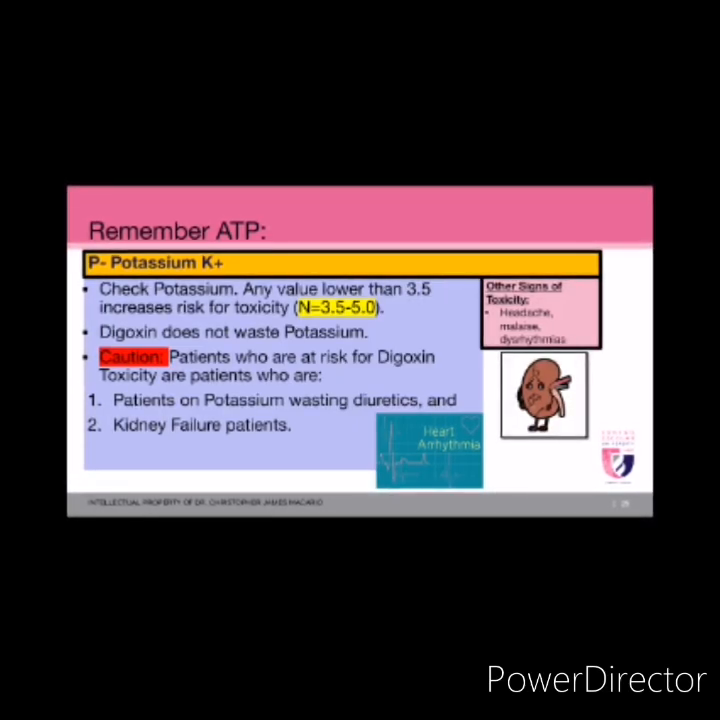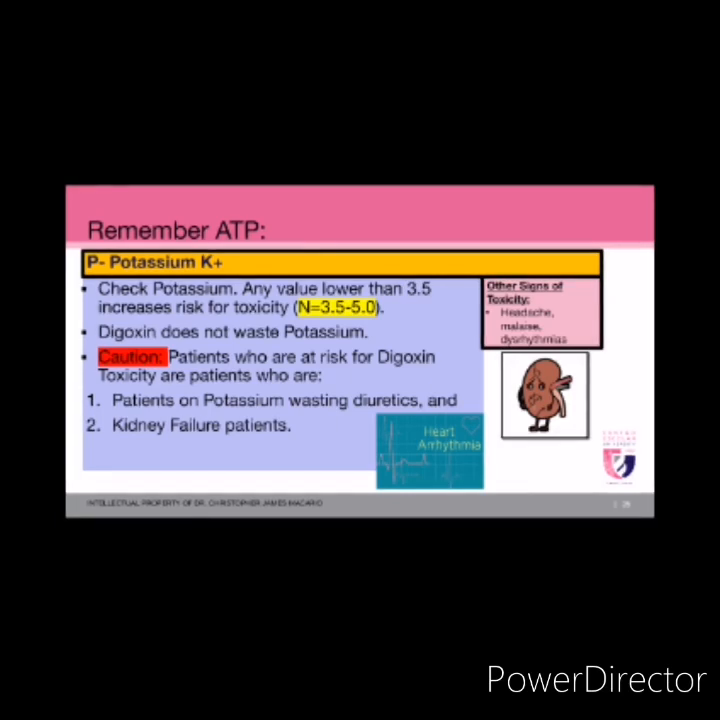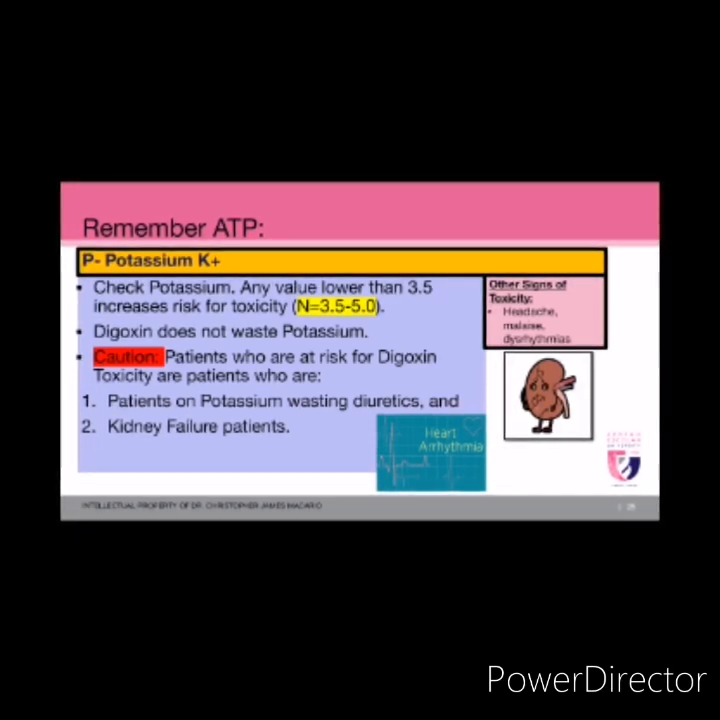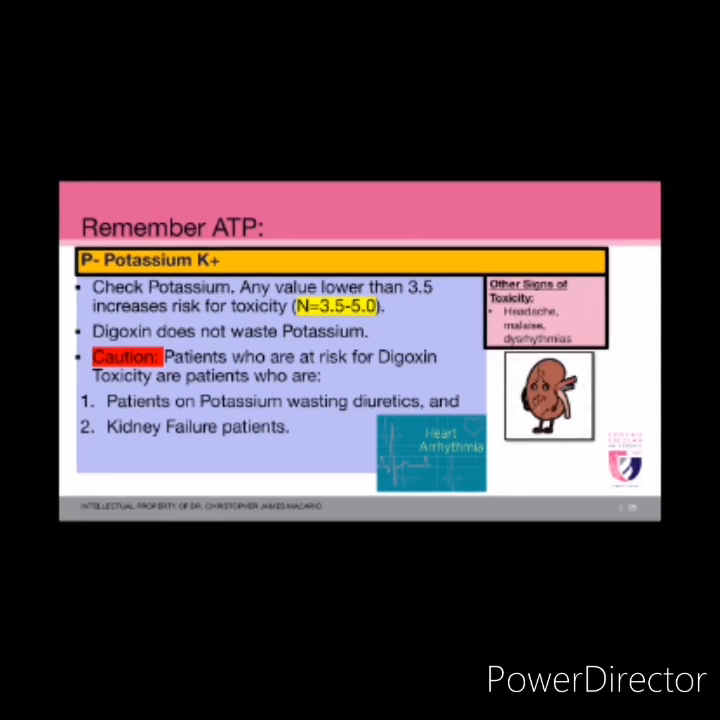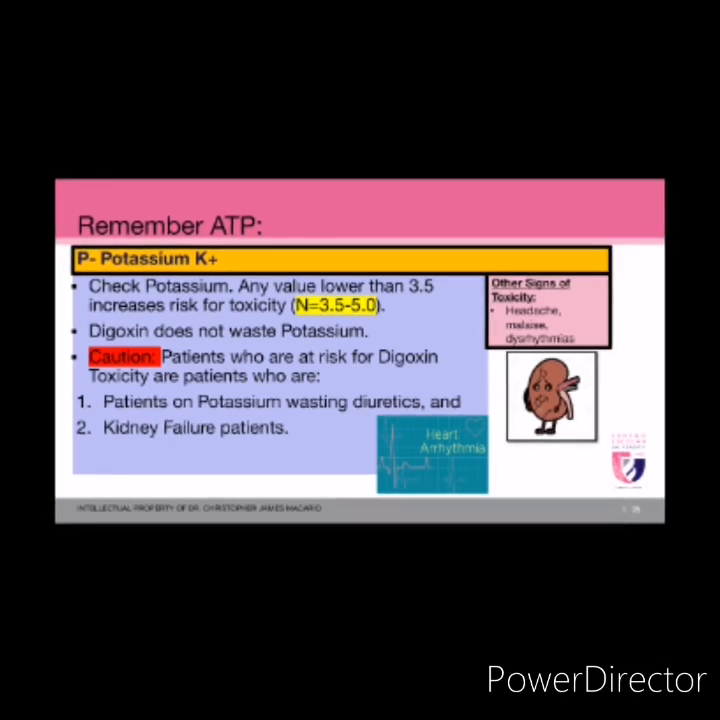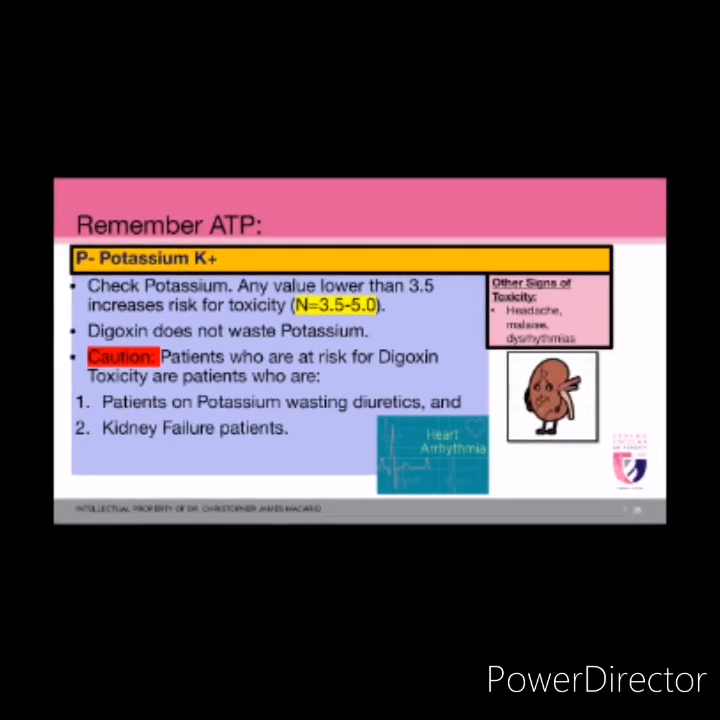P stands for potassium. Okay, so remember, we have to check potassium. Any value lower than 3.5 increases risk of toxicity. Okay, ano ba yung normal ulit ng potassium? The normal potassium level is 3.5 to 5.0. So, digoxin does not waste potassium.